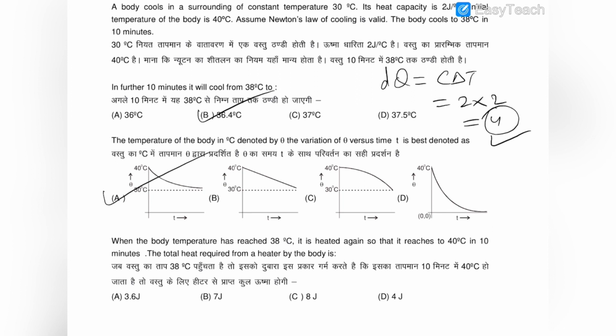So to compensate the heat loss, the heater has to give a heat of 4 joule, and to increase the temperature of the body, the heater has to give a heat of 4 joule again. So the total heat required by the heater is 8 joule. So this is the correct answer.